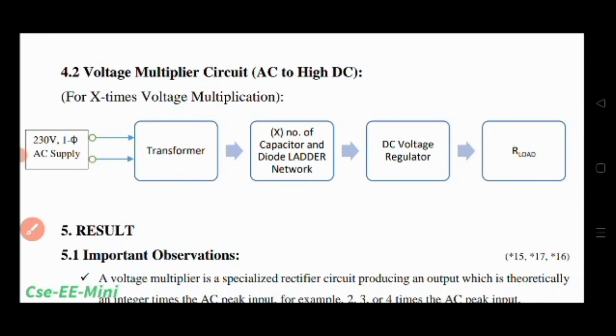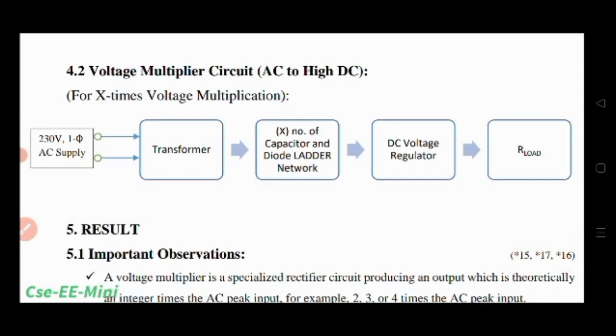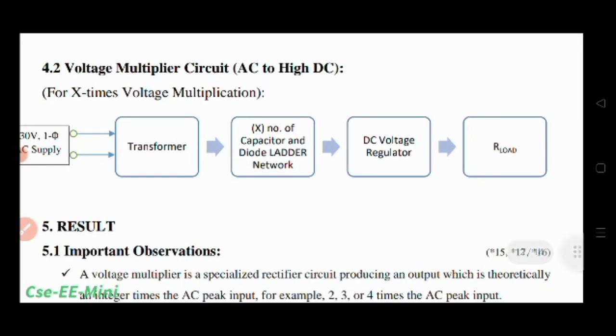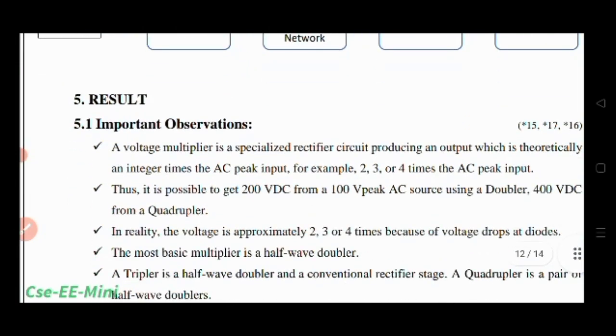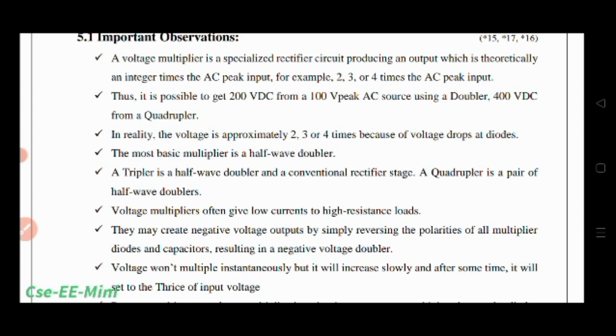So this is the block diagram for the voltage multiplier circuit. We have used the transformer here, then X number of capacitor and diode network for X times voltage multiplication, then DC voltage regulator and R load. The important observation we can see here is that a voltage multiplier is a specialized circuit producing output which is 2, 3 or 4 times the AC peak input, according to the capacitors and the diodes we have used.